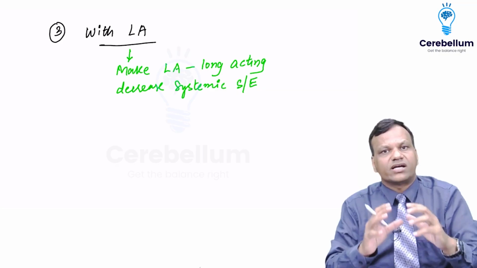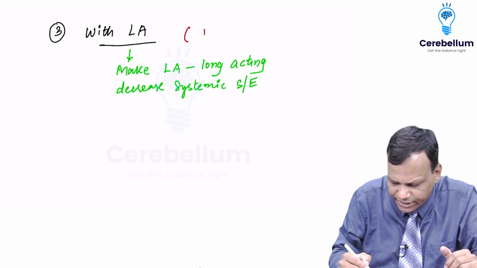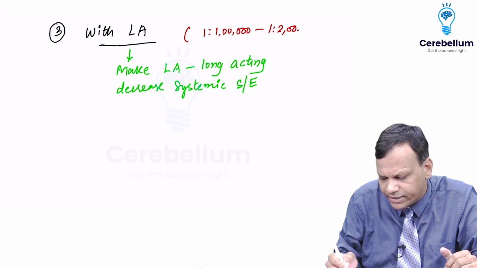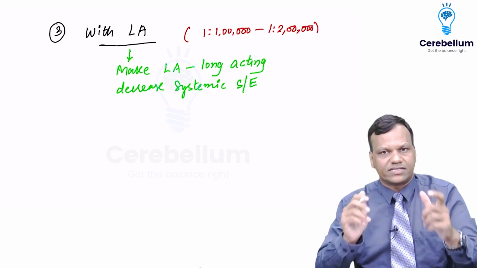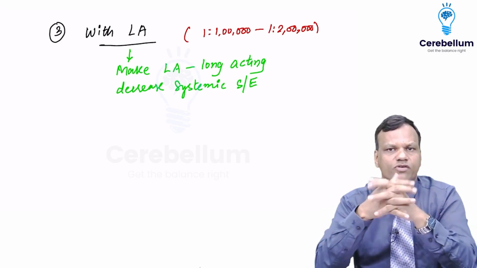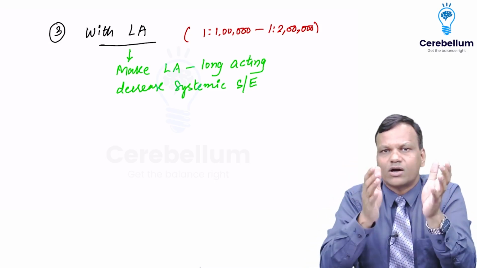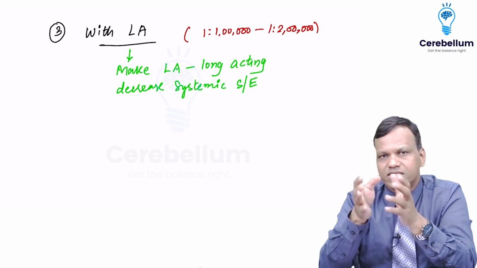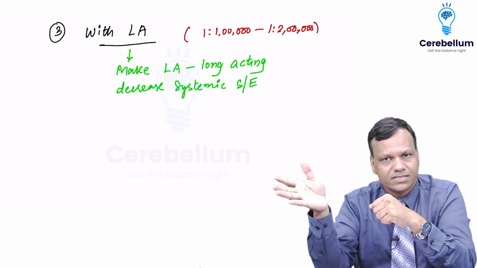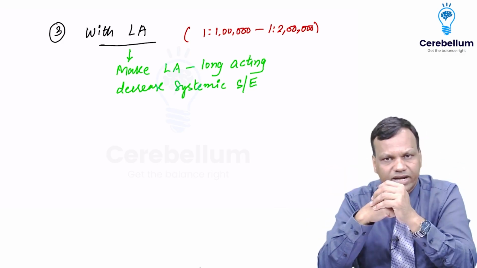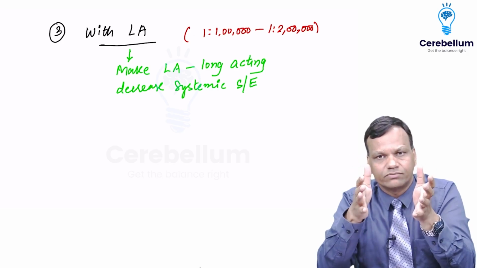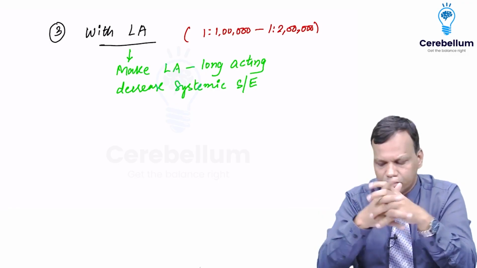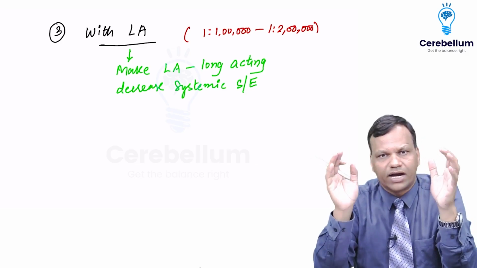And lastly, what concentration is given with local anesthetic? It is highly diluted, 1:1 lakh to 1:2 lakh. So if we quickly revise the dilutions of adrenaline, 1:1000 is given by intramuscular route for anaphylactic shock. 1:10,000 is given by IV route for cardiac arrest and for unresponsive patients of anaphylactic shock, and 1:1 lakh is given with local anesthetic to prolong the duration of action. So these are the important uses of adrenaline.